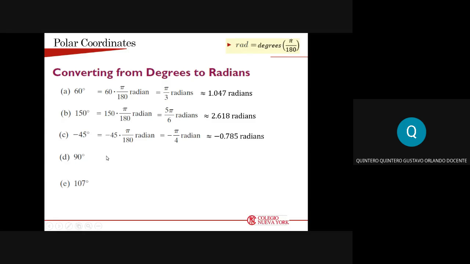Let's continue with 90 degrees. If we put it in our formula and we simplify, we're going to have pi over 2. Look, 90 over 180. We know how to simplify, right? So the solution will be pi over 2. 90 degrees is pi over 2 radians, half pi. And if we put this in the calculator, the rounded number will be 1.571 radians.